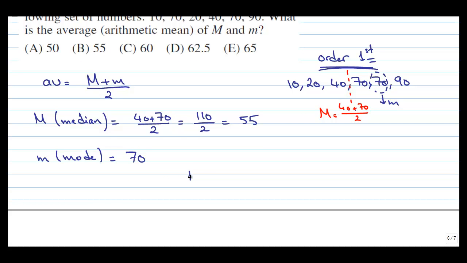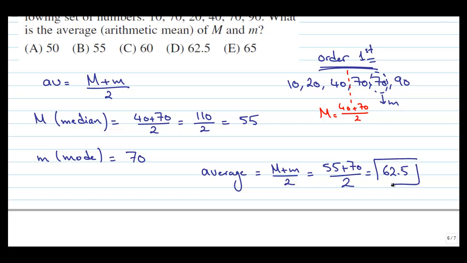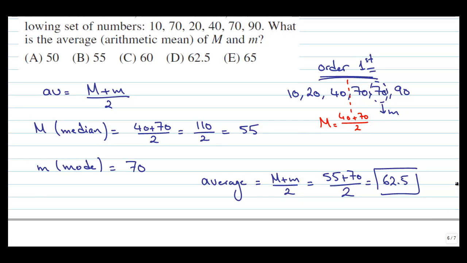Now we calculate the average, the required. Remember, they want the average of the median and the mod. So the average will be median, M capital, plus M small, which is 55 plus 70 over 2. And that would be 62.5. So the answer here is D.